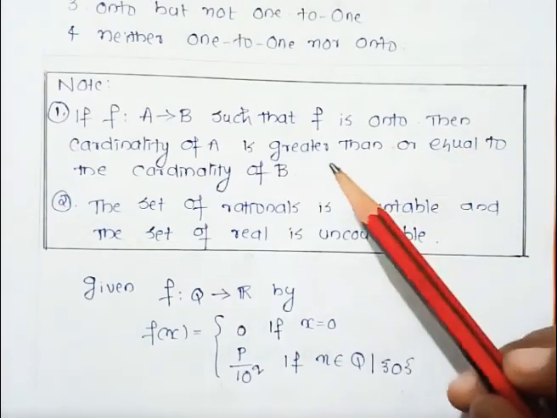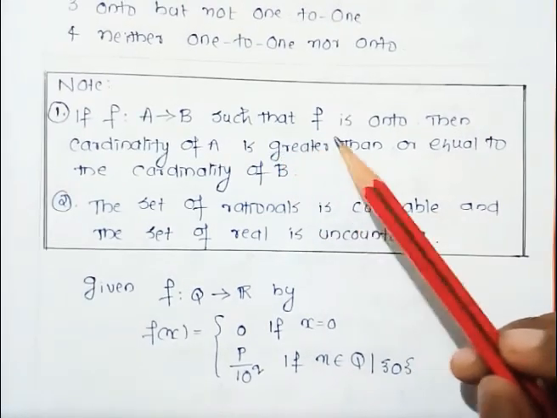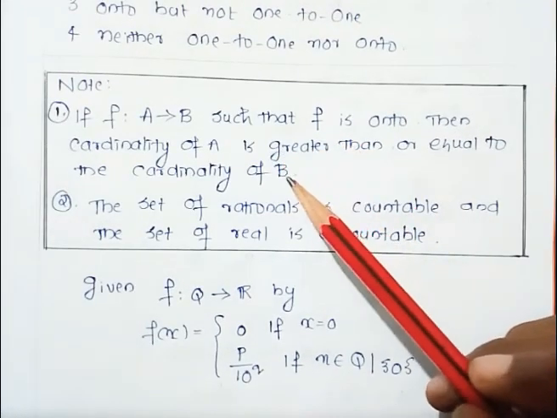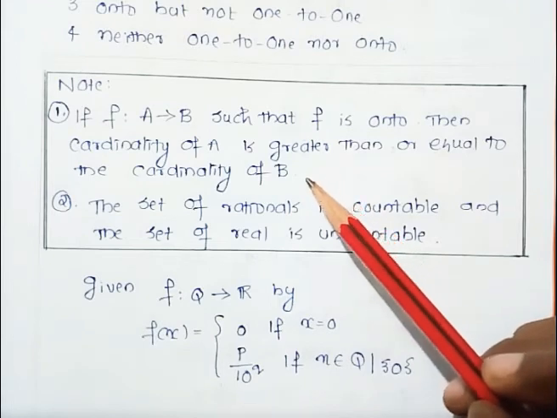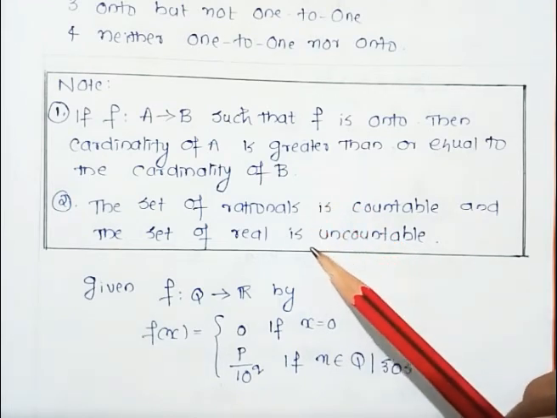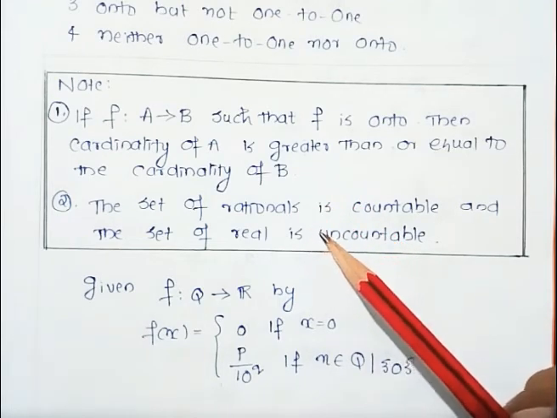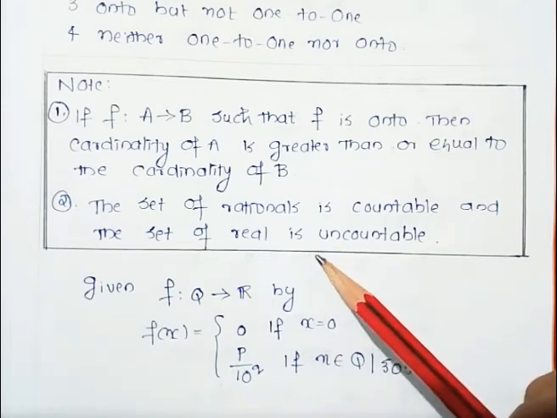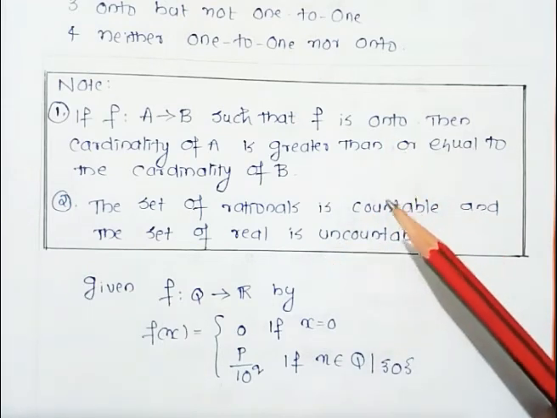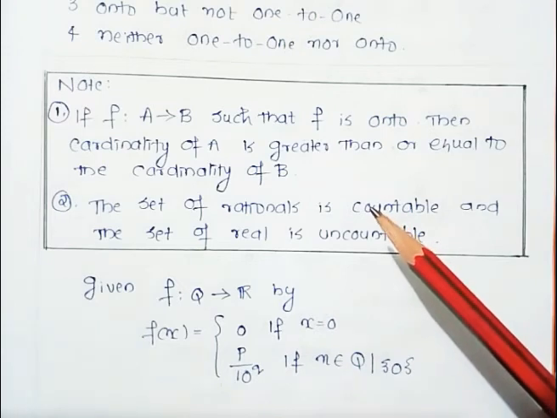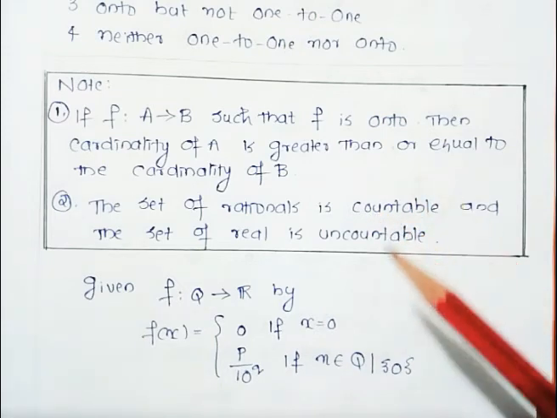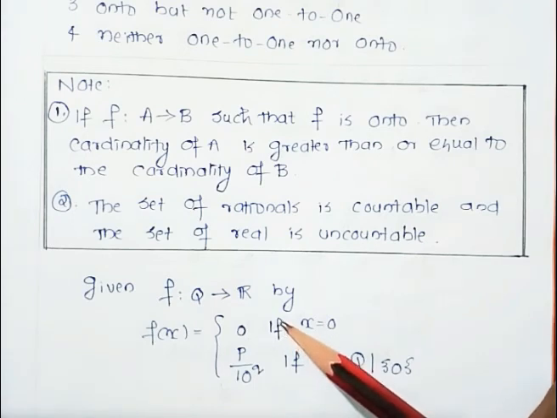Result number 1: if f from A to B is onto, then the cardinality of A is greater than or equal to the cardinality of B. Result number 2: the set of all rationals is countable and the set of all reals is uncountable. Using this we can verify whether f is onto or not. So the function we are given is f from Q to R by f of x is equal to 0 if x is equal to 0, and p by 10 power q if x belongs to Q minus the set {0}.